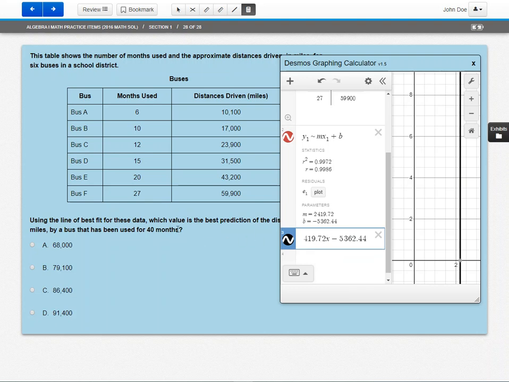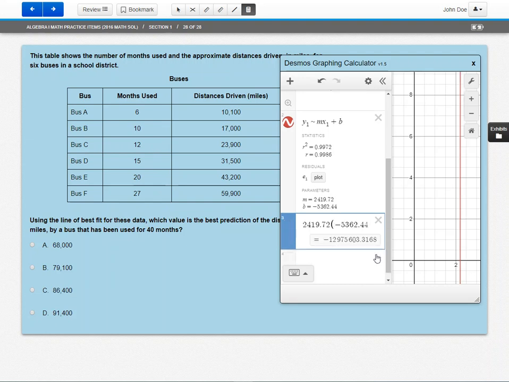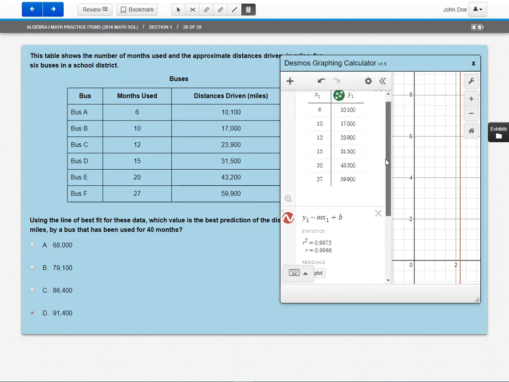So now they want to know how many miles it would be if it were used for 40 months. Well, months was our x column here, right? So I can take out my x from my equation and plug in 40, and it says 91,426. So which one of these is closest to it? It'll be 91,400.